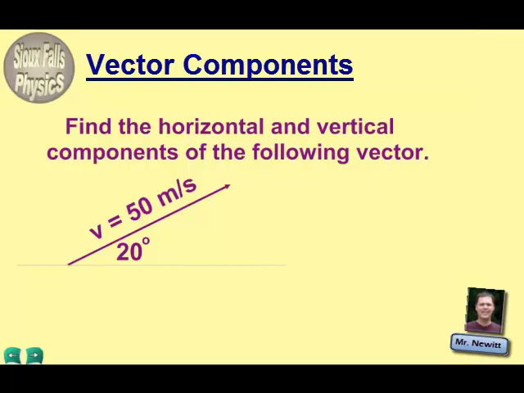We're doing Chapter 3 now, Vector Components. And we know an initial velocity here of 50 meters per second, and it is occurring at a 20-degree angle with respect to the horizontal. And so we're asked to find the horizontal and vertical components of this vector.